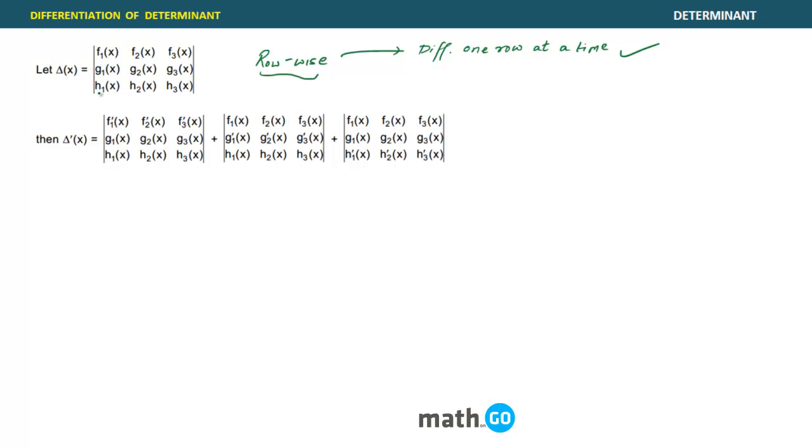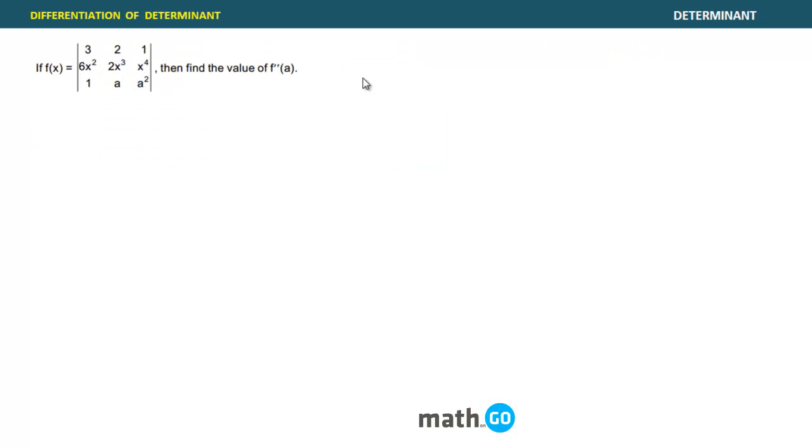For example, if this complete function contains x, every element is a function of x, so you will first differentiate only the first row, keeping all the other elements constant. Then you will differentiate the second row keeping the row 1 and row 3 elements same. Then you will differentiate the third row keeping row 1 and row 2 same. This is how differentiation is done in terms of determinants. Let's apply this in a question straight away to understand the concept.